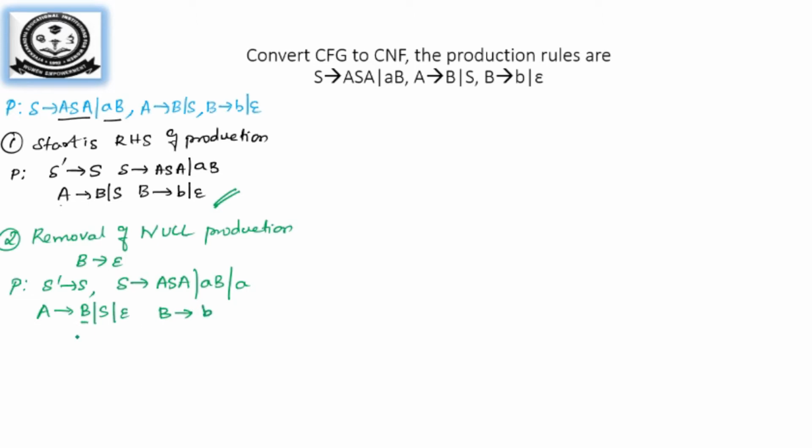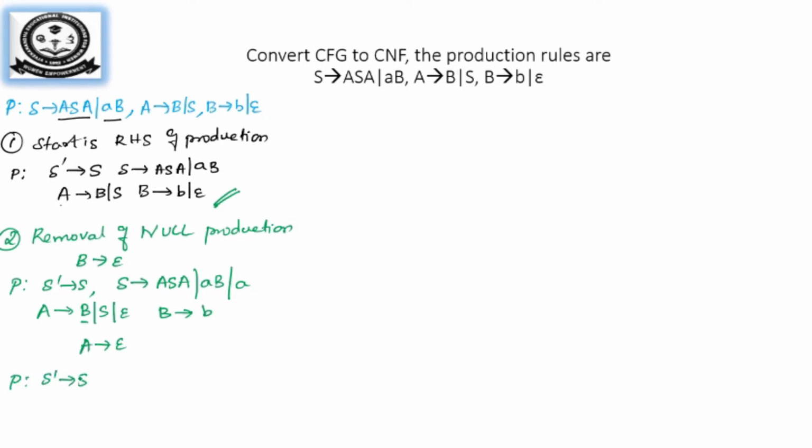Now you can see there is still an epsilon here, because when I substitute epsilon instead of B, A is also creating a null production indirectly. That is, A implies B, B implies epsilon, then A implies epsilon. So now I have a null production, A implies epsilon. So when you substitute epsilon wherever A is there, you will get different production rules. So let me write the production rule.